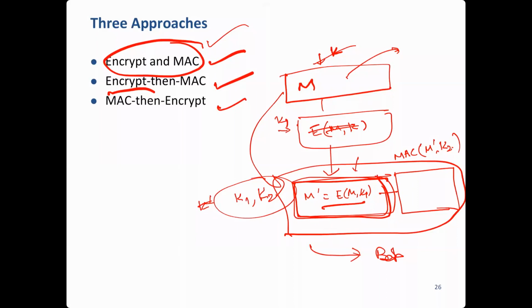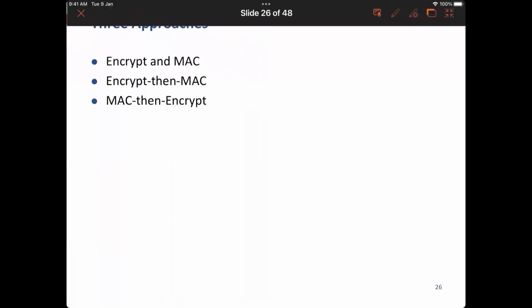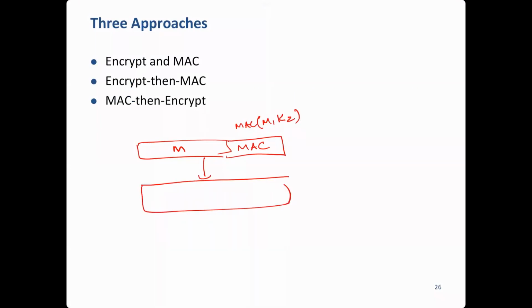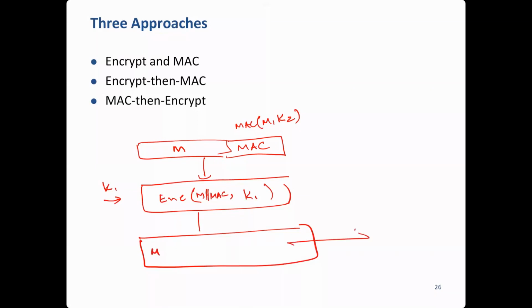Okay, and the third is MAC then encrypt. You take message M, and you generate a tag from it, the MAC, using the MAC function with key, say K2, and then for the whole thing you use encryption using key K1. This encryption has as input M concatenated with the MAC, and whatever output you get, M dash or whatever, you just send it to Bob. So these are three methods, right?